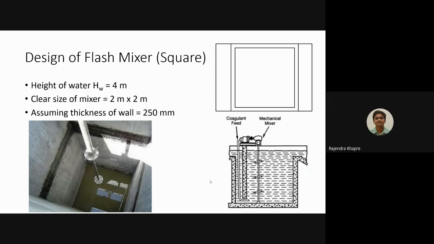So basic thing is it is having a similar kind of a mechanism. Only thing is the shape is changed. So we have one coagulant feed over here. So water will come like this. It will go down, and here the coagulant will be added, and here there is a mixer. There is a blade. So the water is getting mixed, and the outlet will be over here.